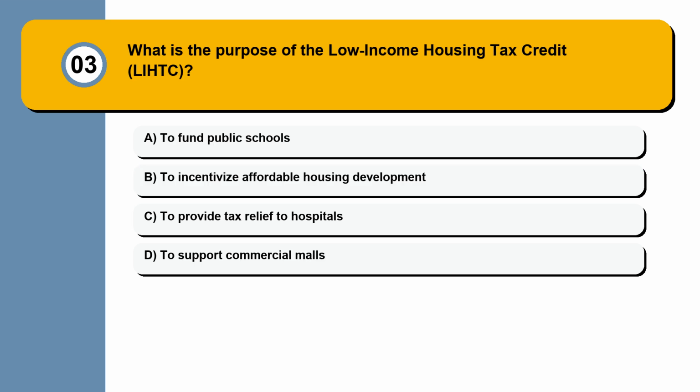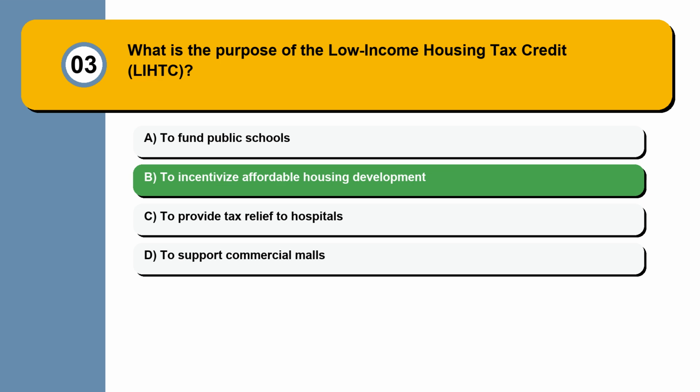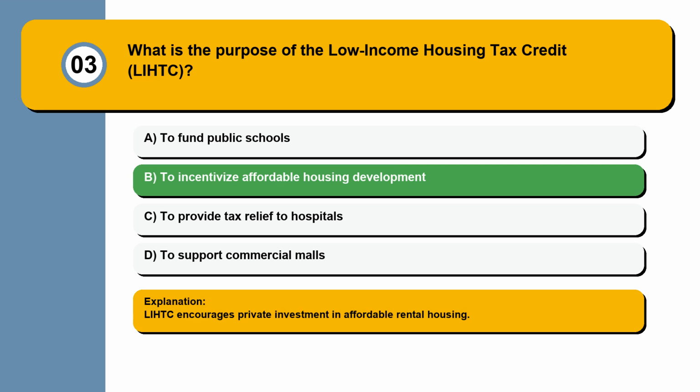Question 3. What is the purpose of the Low-Income Housing Tax Credit, LIHTC? To fund public schools, to incentivize affordable housing development, to provide tax relief to hospitals, to support commercial malls. LIHTC encourages private investment in affordable rental housing.